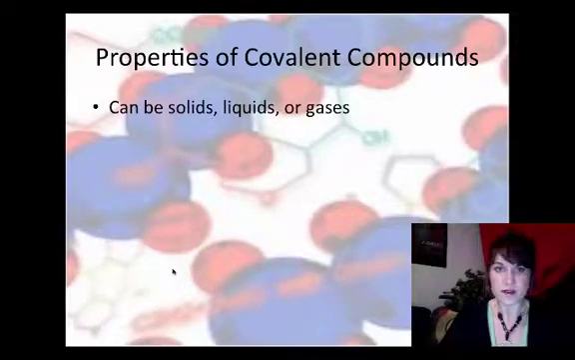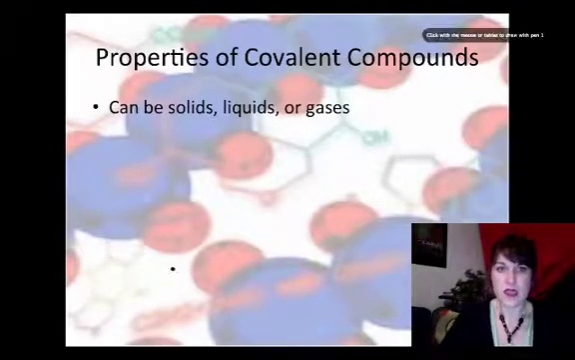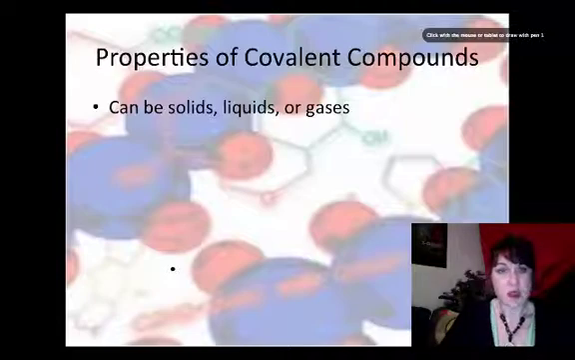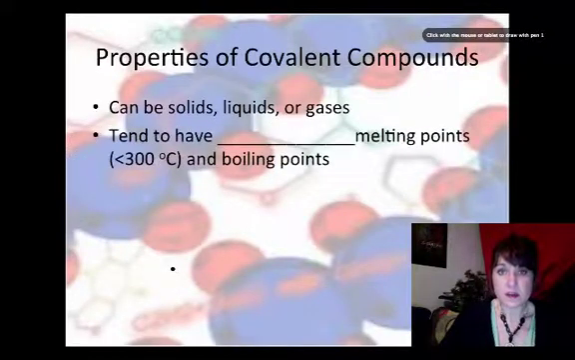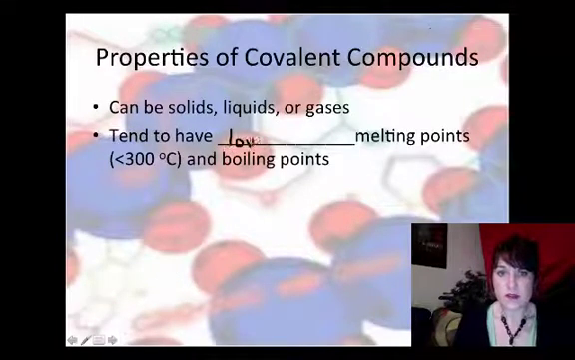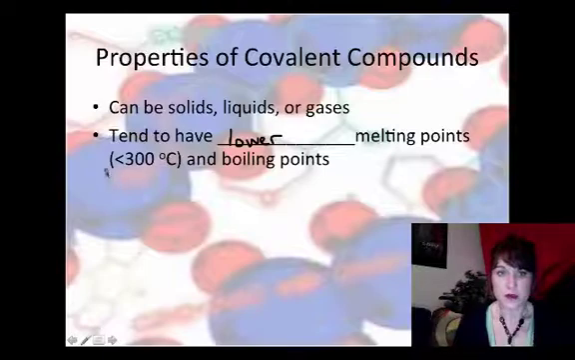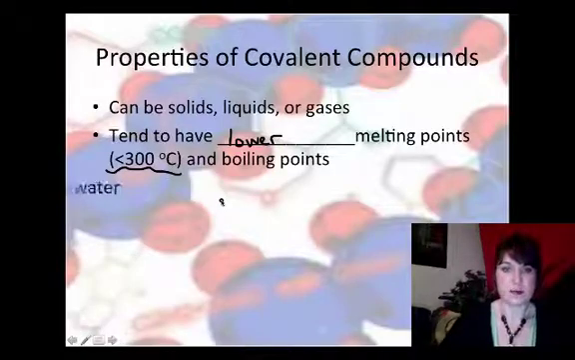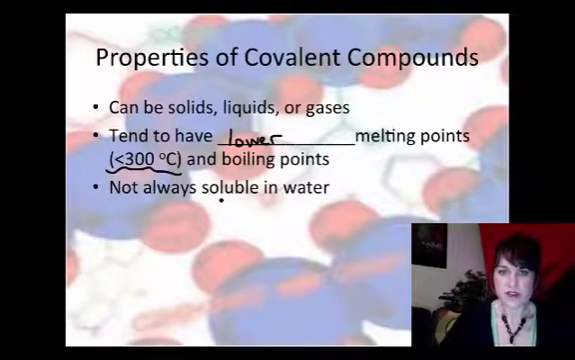Let's look at properties of covalent compounds. Unlike ionic compounds, which were solids at room temperature, covalent compounds can be solids, liquids, or gases. They tend to have lower melting points, which compared to ionic compounds means something less than 300 degrees Celsius, and they have lower boiling points as well.